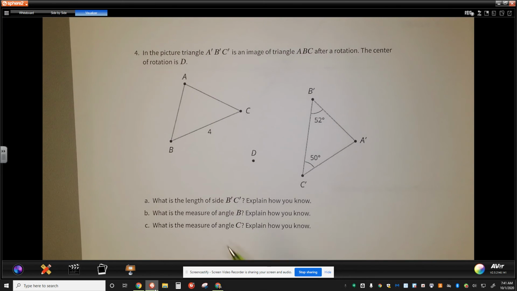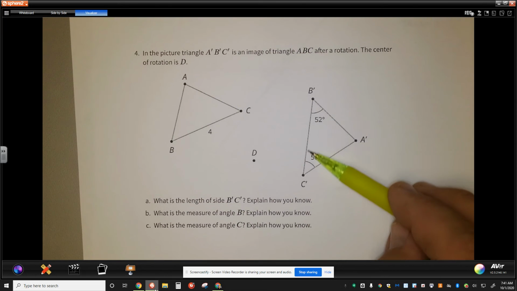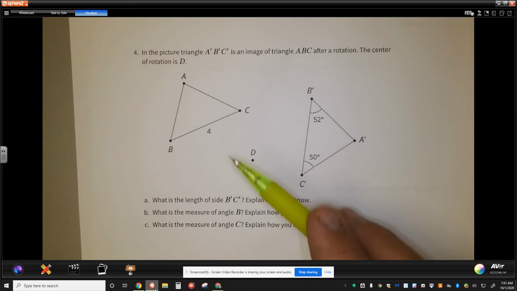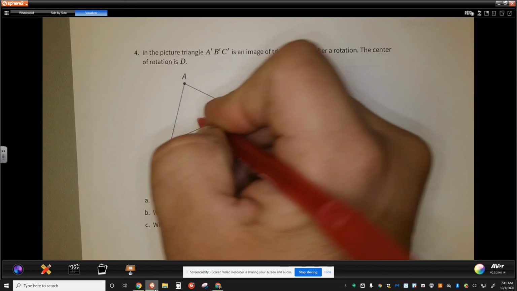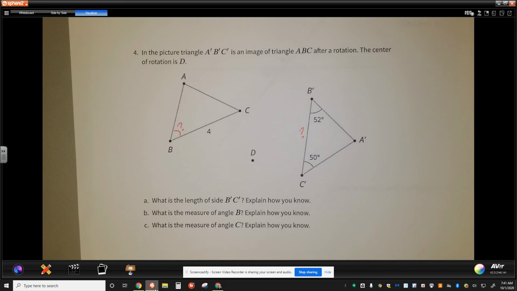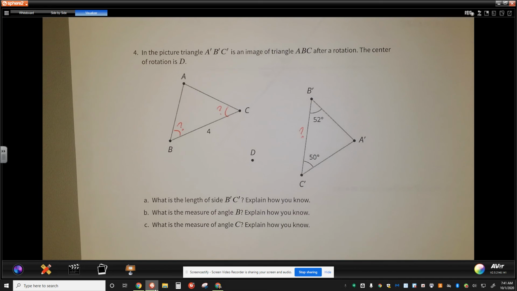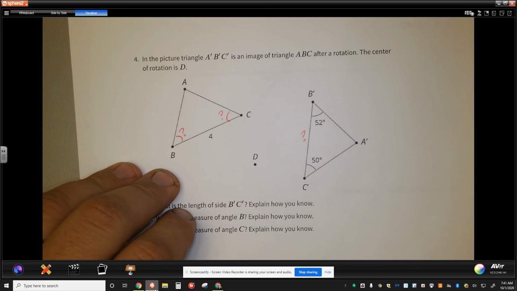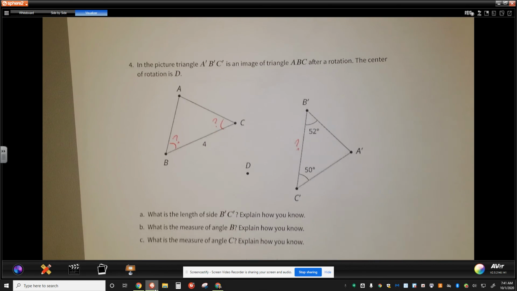We should be able to use all of the information that's given here to determine the length of this segment here. We should be able to determine the measure of angle B. So we're going to be asking, what is this measurement here for angle B? And it says, what is the measure of angle C? We should be able to use all the information given here by comparing this triangle to this triangle and remembering that rigid transformation preserves the lengths of segments and the measure of each angle.